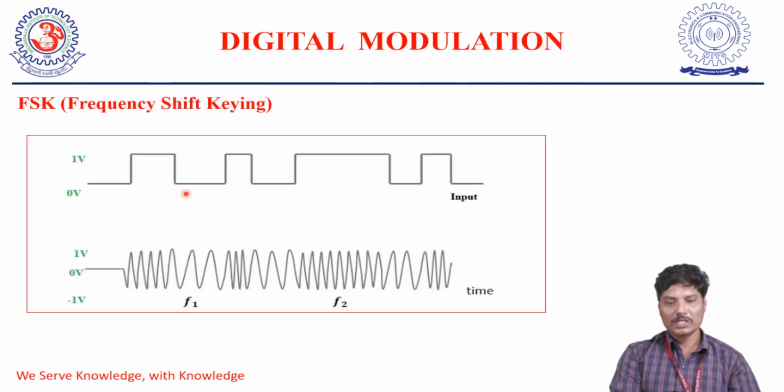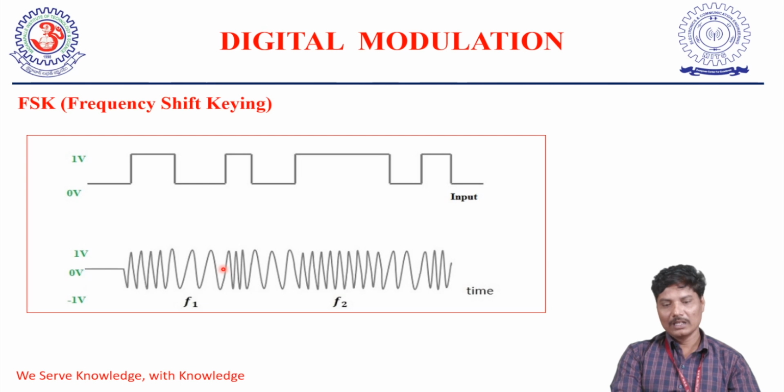In order to send a binary one, we are sending a carrier signal whose frequency is more. To send a binary zero, here also we are sending a carrier signal, but whose frequency, meaning number of cycles, is less. Here again we are sending a binary one whose frequency is more. Here, to send a binary zero, we send a carrier signal whose frequency is less.